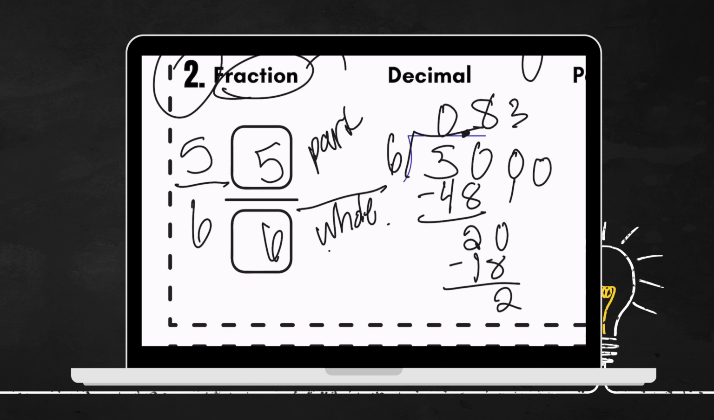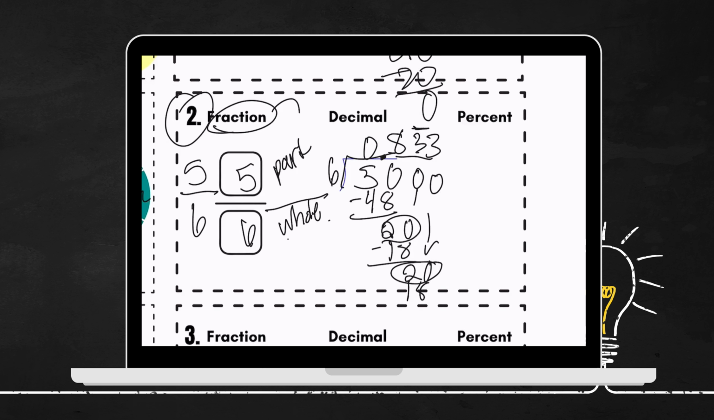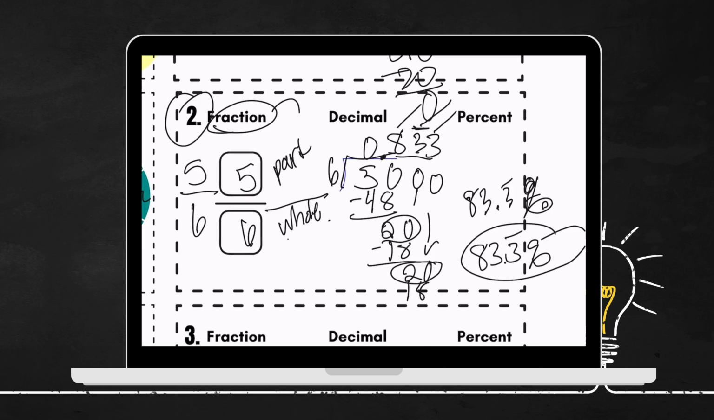So I'm going to start recognizing a pattern. I bring down, I have a 20 again. So it's going to go in 3 times. 3 times 6 is 18. And now we know that this is a repeating decimal. So remember, this is the tenths place value, the hundredths, thousandths place value. So it would be 83 hundredths, or we can think of this as 83.3 repeating percent is how we would write that. Okay, 83.3 repeating percent.